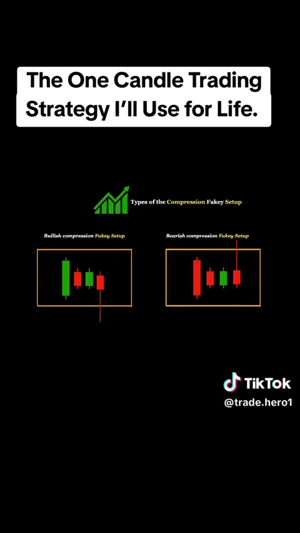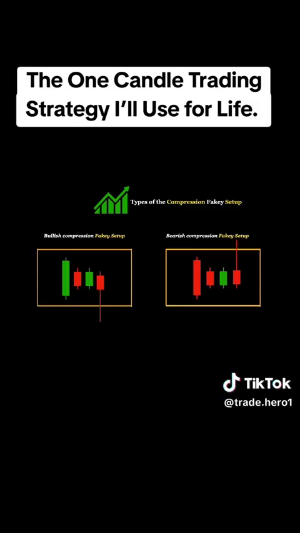Let's start with the bullish compression fakie setup. It begins with a mother bar, followed by one or more inside bars. That's your compression. Then, a candle breaks below the mother bar, sweeping liquidity, but it closes back inside the range of the mother bar. This false break creates a classic bullish trap and signals smart money is preparing to drive price higher. Now, let's look at the bearish compression fakie setup.